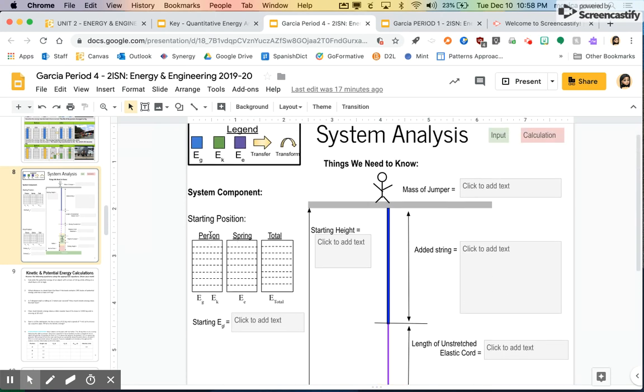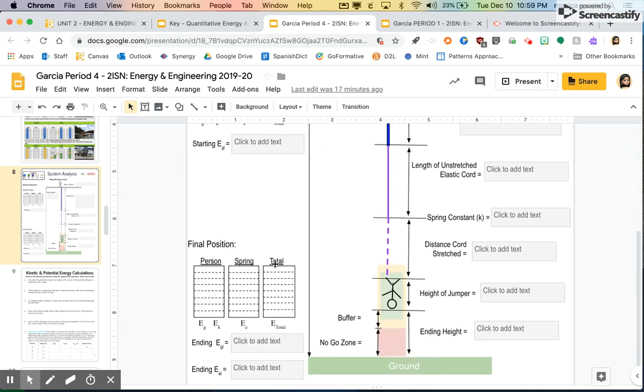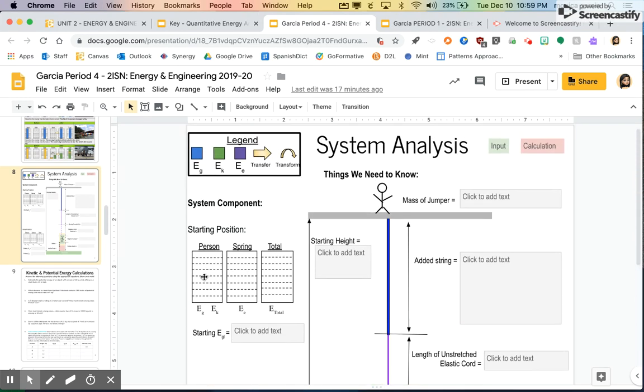So here you have the system component. So you have the person, the energy in the spring, and then your total energy. Okay, so using this legend, you're going to use these colors to show what kind of energy the person has and the spring has at each position. So pause the video now and fill these out.